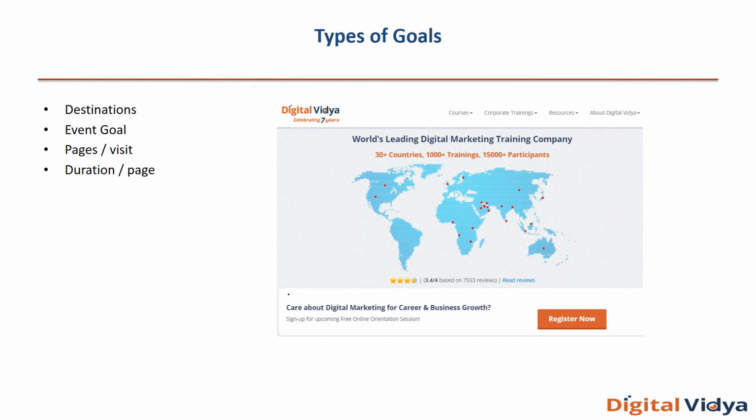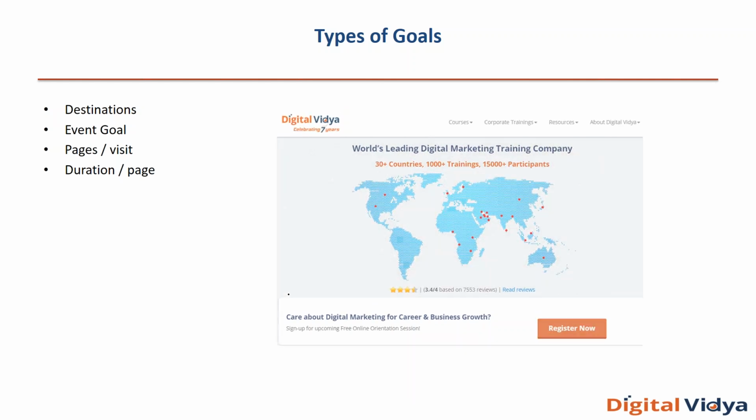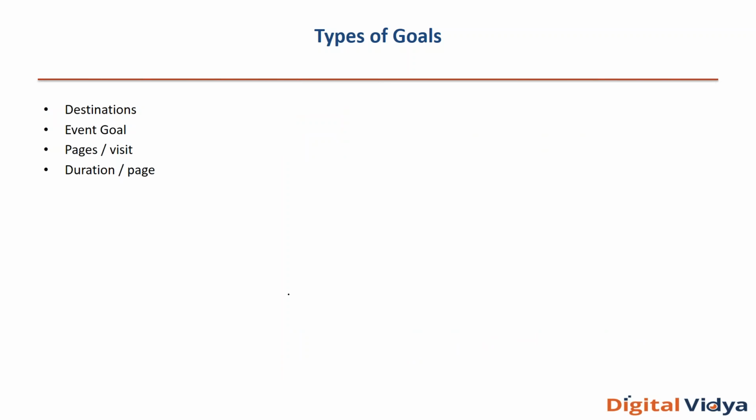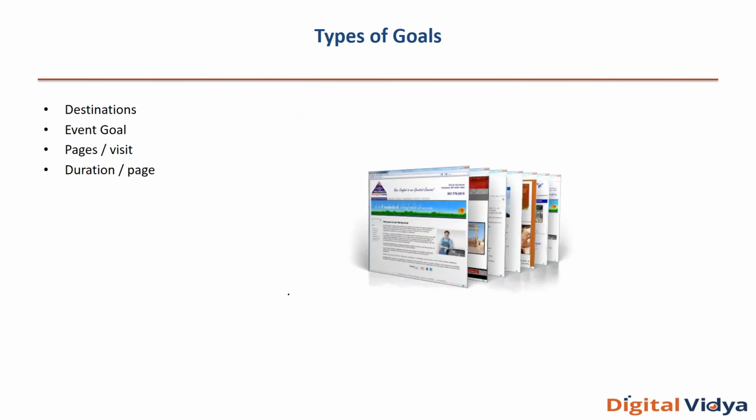So while destination goal and event goal basically tell you about numbers, about transactions, it helps you understand behaviors. If you just look at pages per visit and duration per page, both of them are very engagement driven goals. For example, let's take a new example now. Let's take ndtv.com.